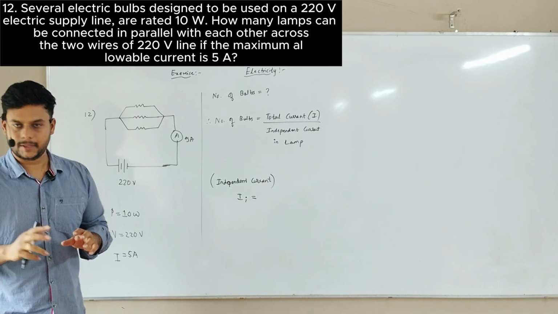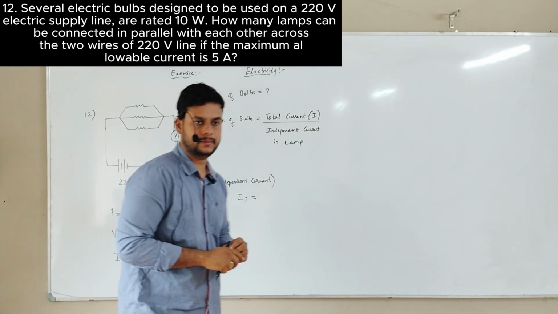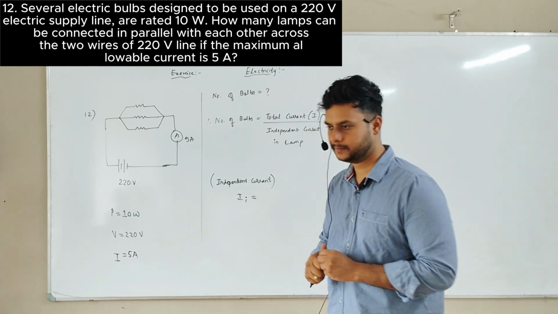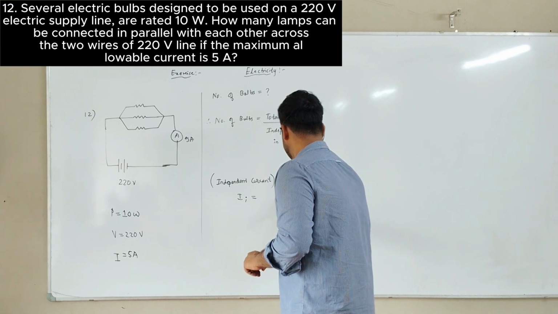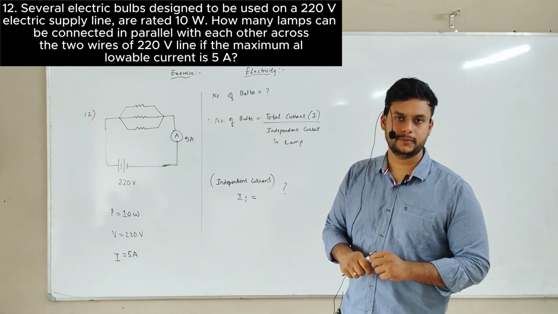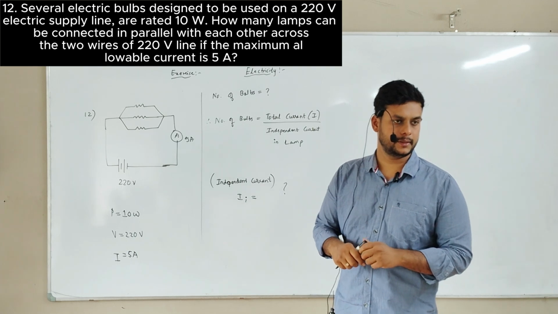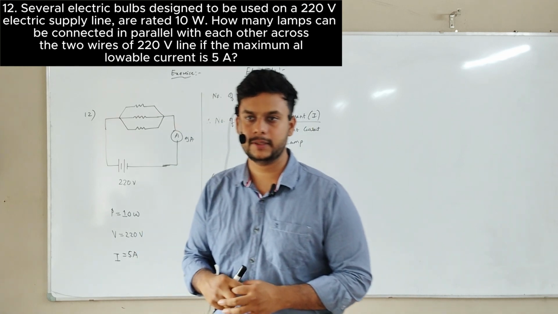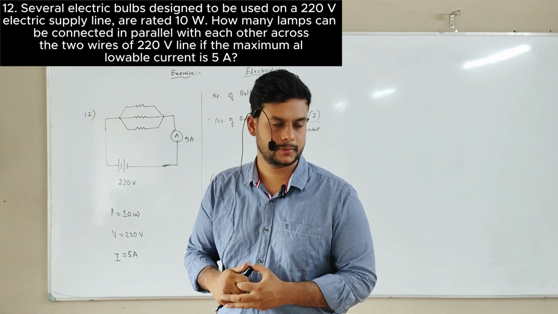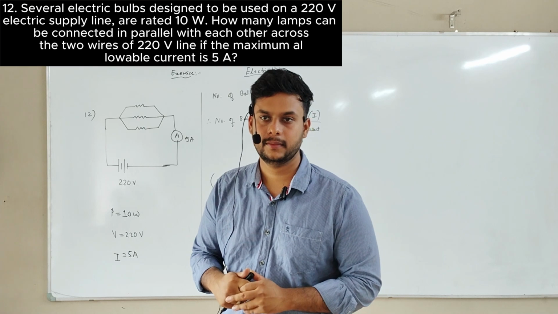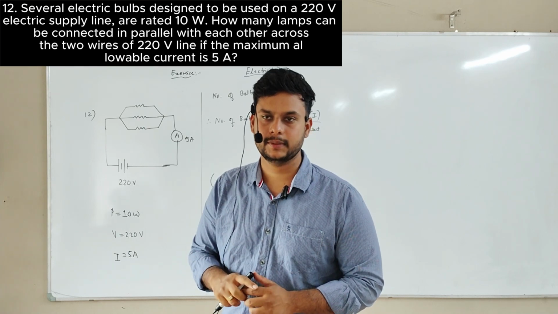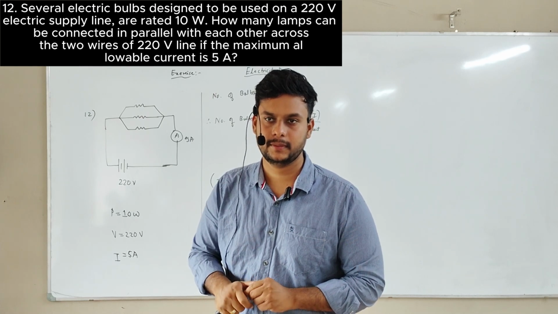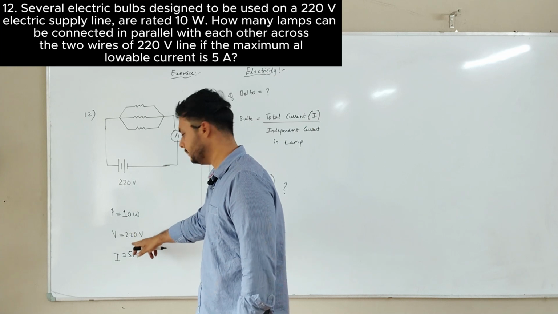Which formula should I take according to you guys? There are too many formulas. Should I take V is equal to IR? Should I take the power formula? Should I take the heating formula? Current I is equal to what? I should take the power formula because P and V are given.